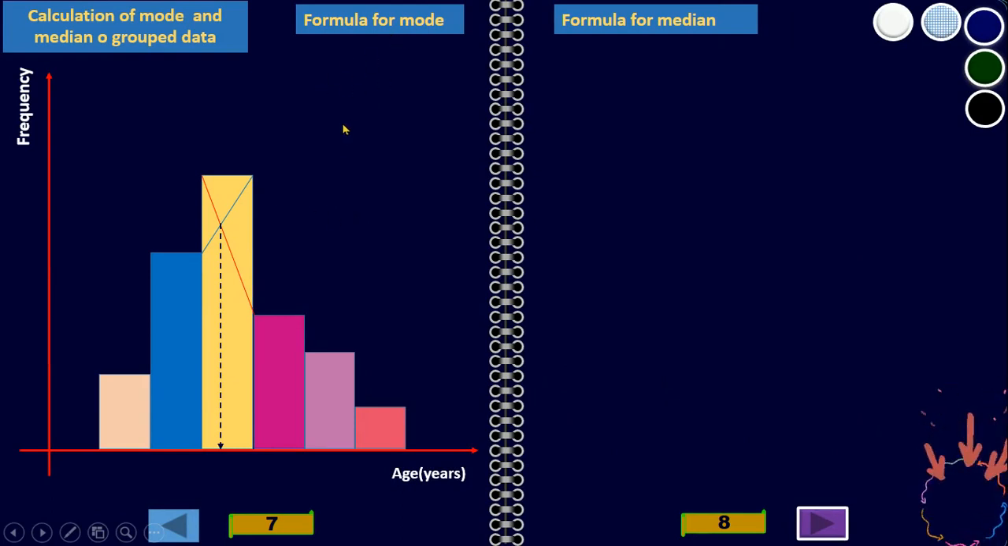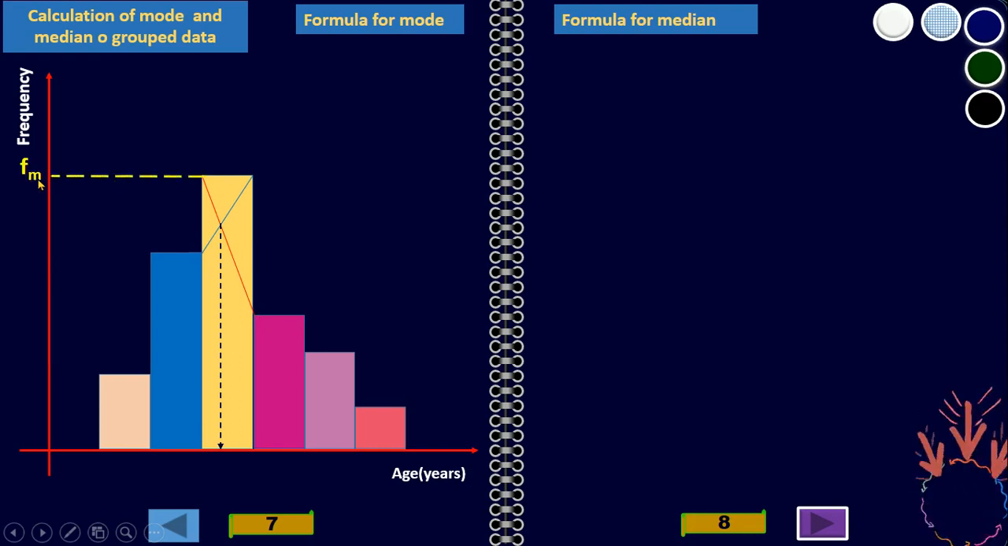The formula for mode. When we use a histogram to obtain the mode of group data, this is how it was done. We drop a line, the red line, from the top left corner of the modal class to the top left corner of the class after it. The same thing to the class to the left. So the same thing we are going to do from here.